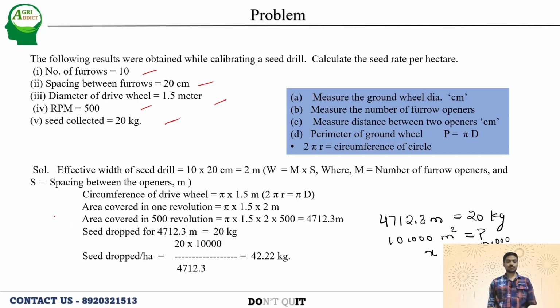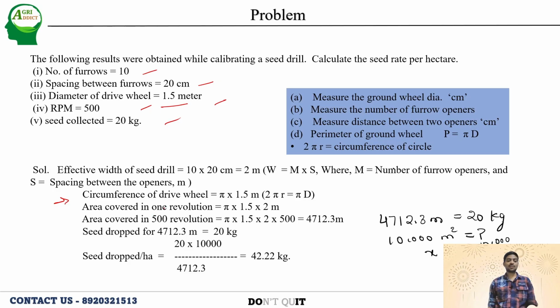Now the solution. First we have to find the circumference of the drive wheel, because it is the drive wheel which determines the number of rotations. The faster the drive wheel moves, the faster the field capacity will be. The circumference of the circle is given by the formula 2 pi r, but here the diameter is given, so we consider 2 pi r is equal to pi d. The diameter of the drive wheel is 1.5. I have substituted here to get the circumference of the drive wheel.